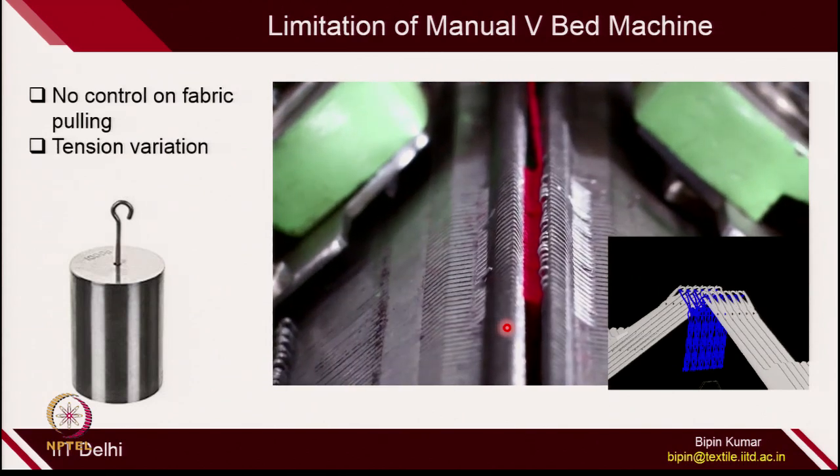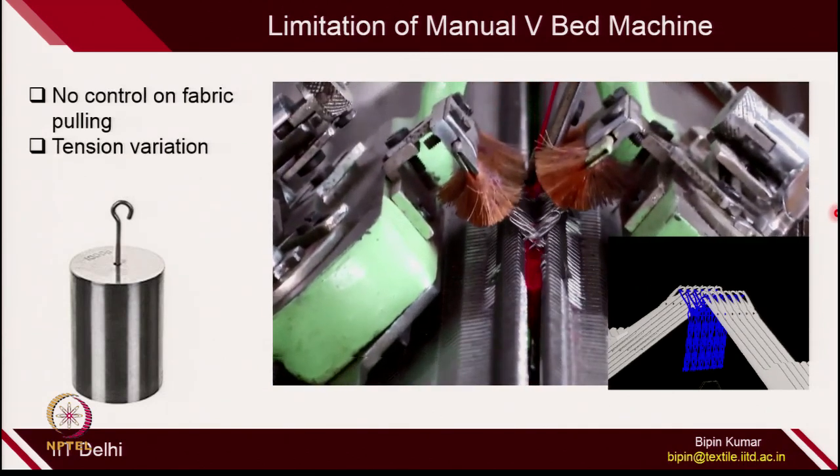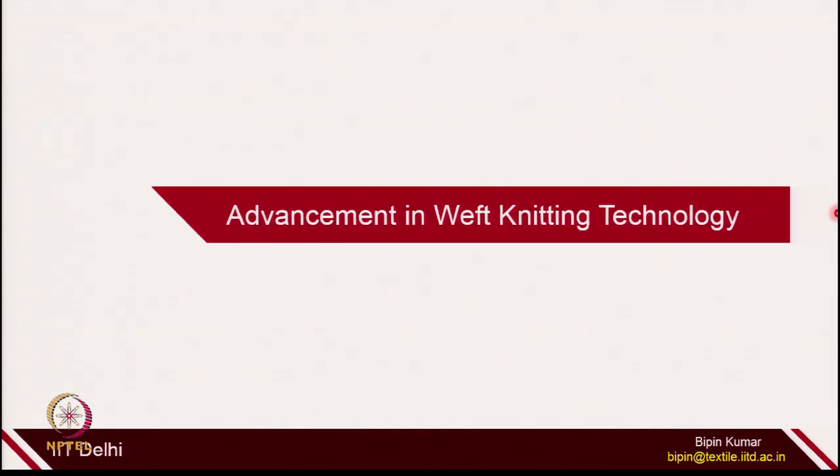So, these are all limitations of manual V-bed machines, and because of that we need certain advancements where we can overcome these limitations. In the last 30-40 years many advancements have been made in weft knitting technologies. I am going to list a few of those advancements which play a major role in creating very uniform and very complicated weft knitted structures. Let us focus on some of those advancements.